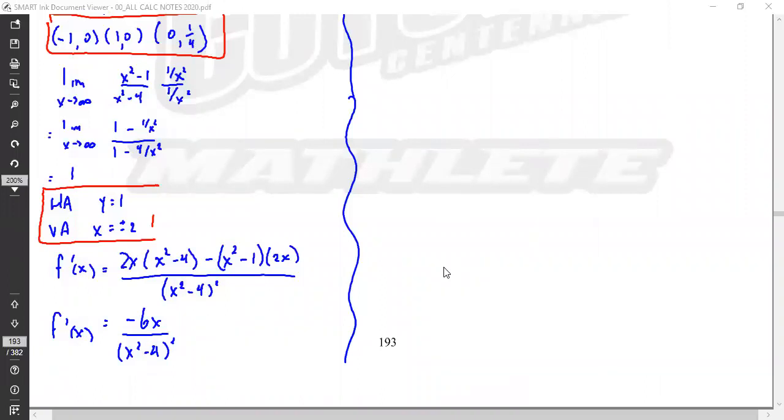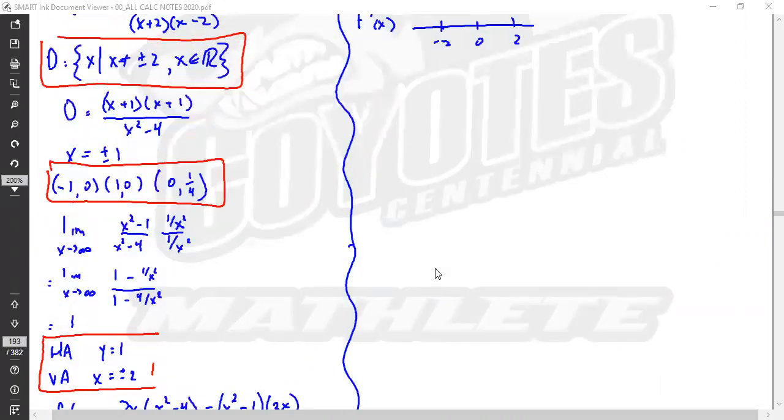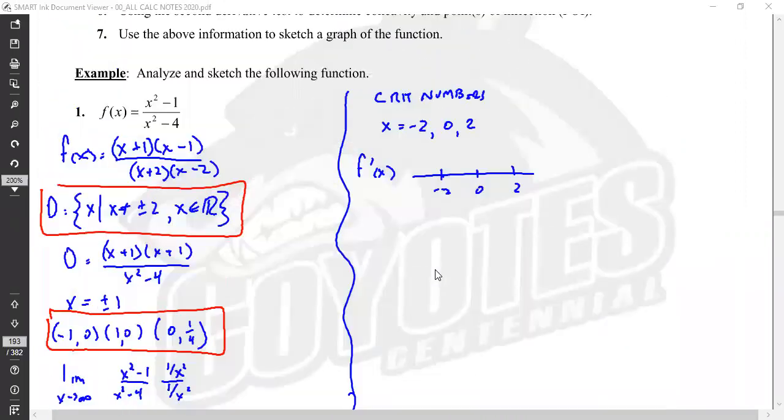When x is negative 3, the numerator, negative 6 times negative 3, is positive. And then in the denominator, no matter what, we're going to square x, subtract 4, and then square that again. So the denominator will always be positive. It's just negative 6 times x in the numerator that is going to be positive and negative.